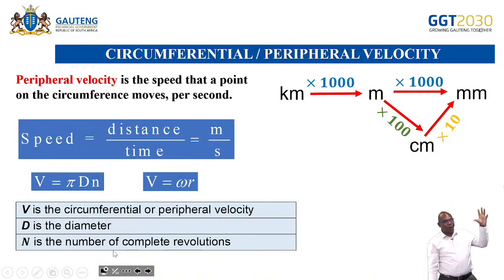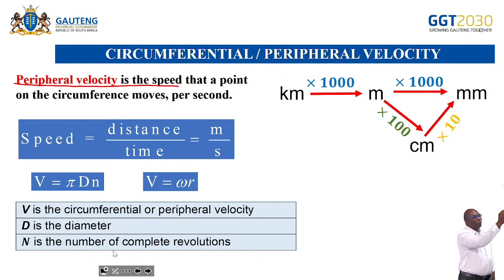Now, let's look at what circumferential or peripheral velocity is. The peripheral velocity is the speed that a point on the circumference moves per second. So, in other words, it is speed.